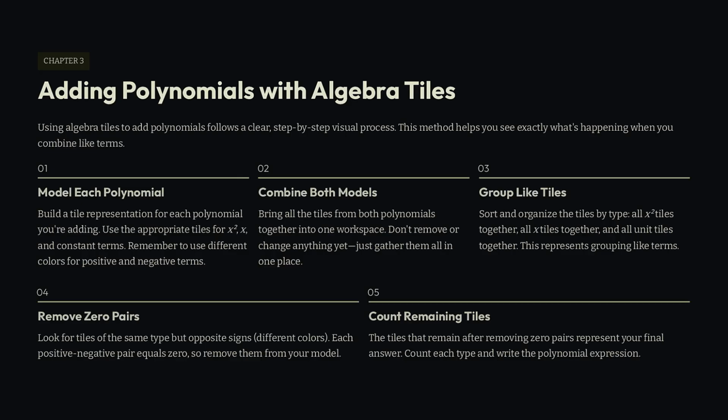When adding polynomials using algebra tiles, the process follows a clear sequence. First, model each polynomial using the correct tiles. Next, bring all the tiles together into one workspace, then group like tiles, all x squared tiles together, all x tiles together, and all unit tiles together. After that, look for zero pairs. These are tiles of the same type but with opposite signs. Remove each zero pair. Finally, count the tiles that remain. These tiles represent your final polynomial.